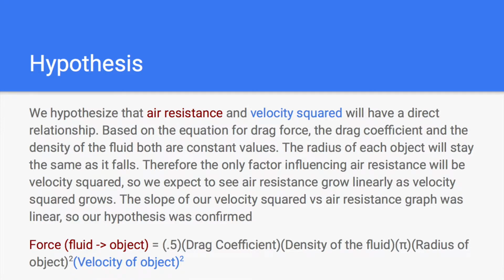We hypothesized that air resistance and velocity squared will have a direct relationship because, based on the equation for drag force, the drag coefficient and the density of the fluid are both constant values, and the radius of each object stays the same as it falls, so the only factor influencing air resistance will be velocity squared. Thus, we expect to see the air resistance grow linearly as velocity grows. And then we did confirm this hypothesis based on the linear slope of our velocity squared versus air resistance graph.